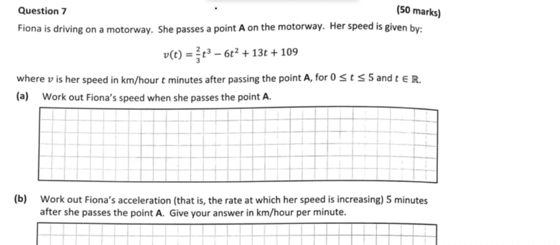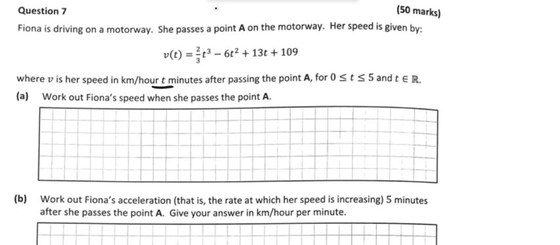Hi folks, this is question 7, so it's the first of the long questions. The long questions were challenging this year. First part anyway. This function gives us her speed after she passes the point A. Point A is the start, and after that you put in whatever amount of minutes you want for what her speed would be, up to 5 minutes.